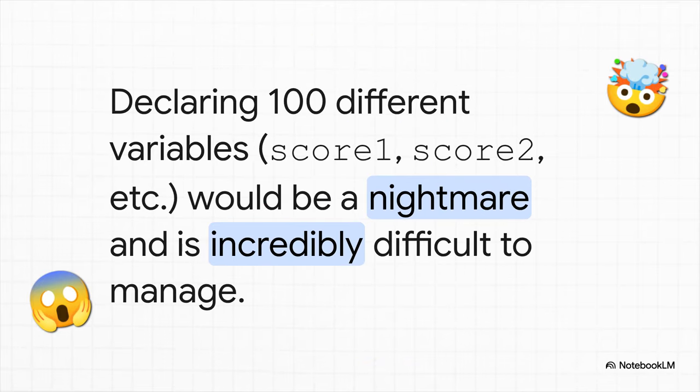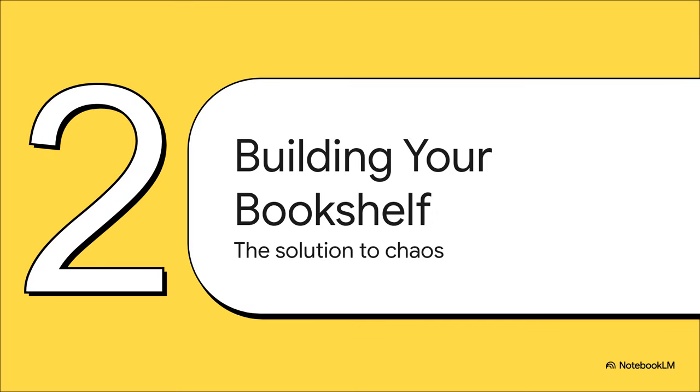Well, you could declare one variable for every single student, but yeah, as you can see, this is a total nightmare. It's messy, it's inefficient, and it's basically impossible to work with. There has to be a better way, right? And of course there is. This is where we get to solve the problem by building that data bookshelf we were talking about. It's a really elegant way to bring some serious order to all that chaos.